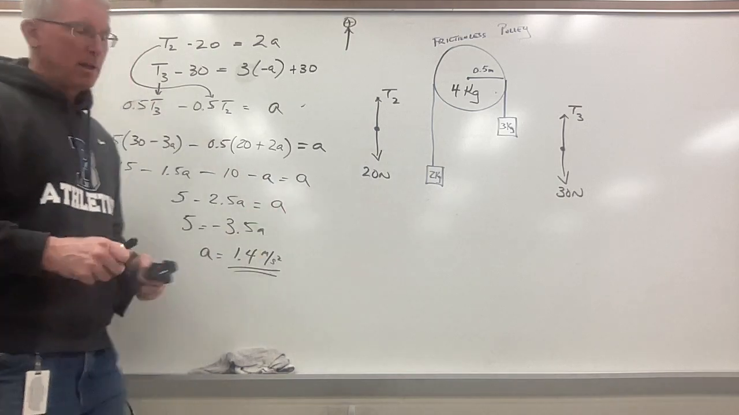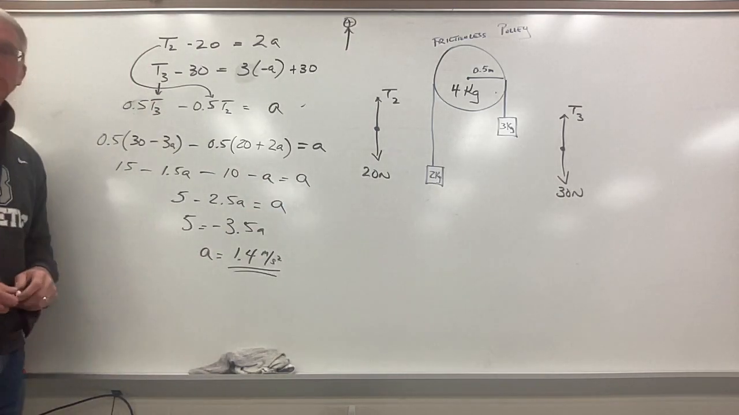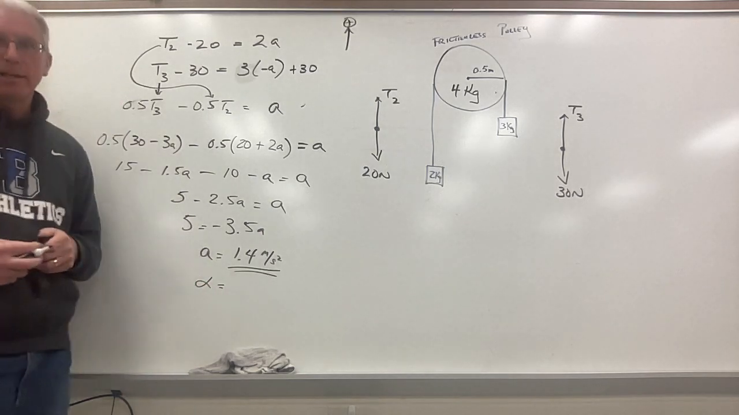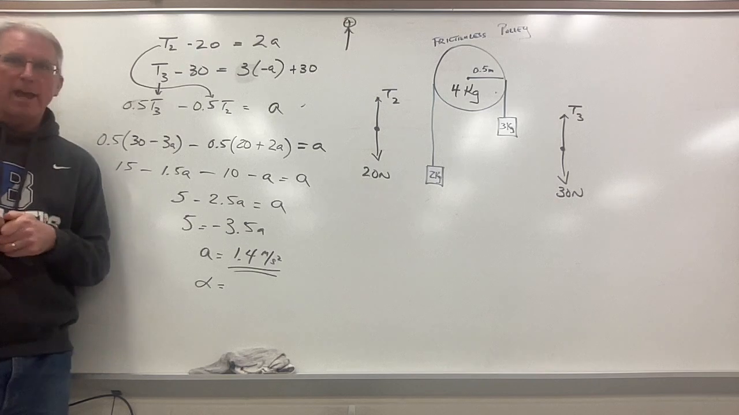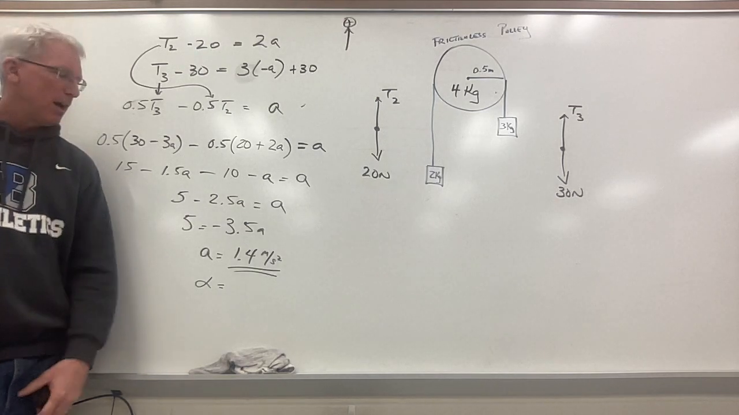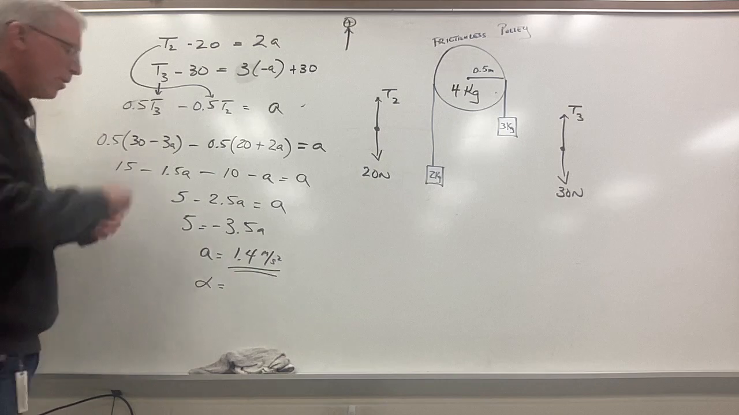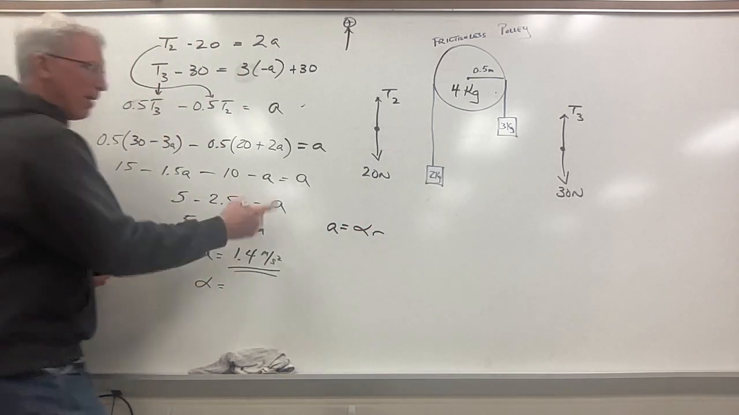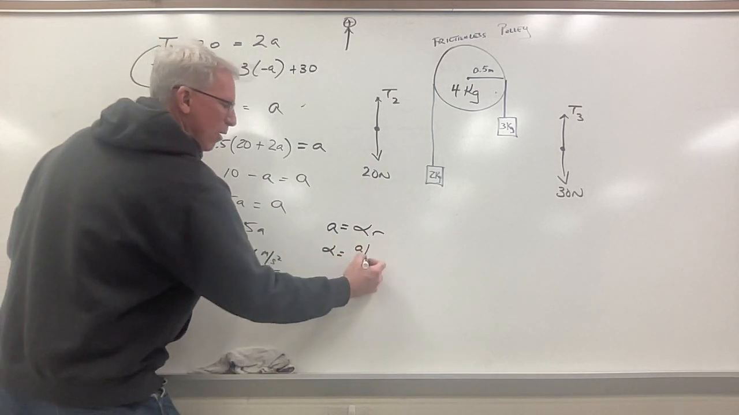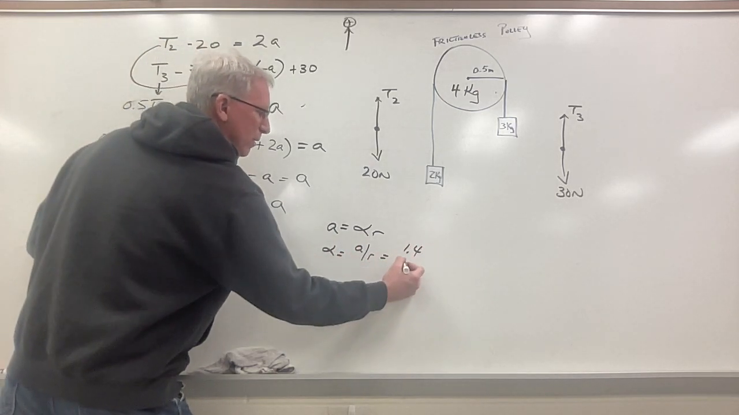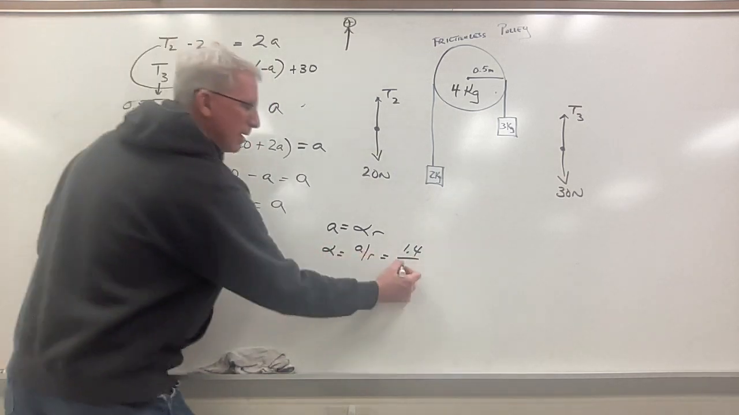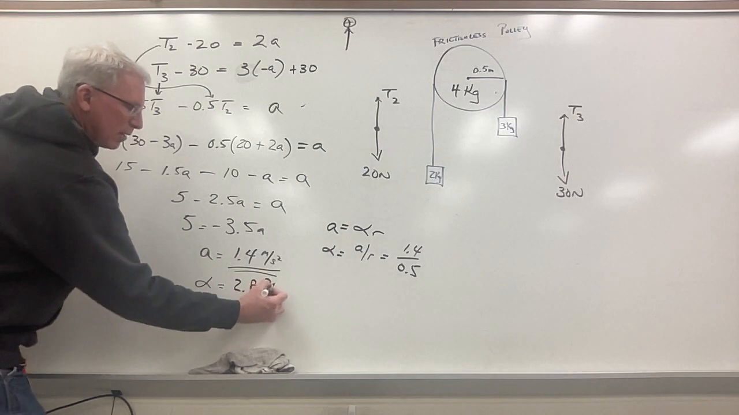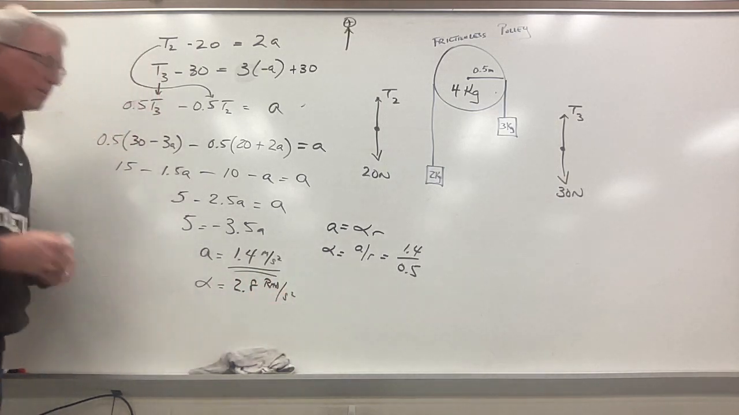One last thing. Instead of solving for A, you could be asked to solve for alpha. What is the alpha for this thing? So I always solve for A every single time, and then I convert. So I know that A is equal to alpha R. So alpha is equal to A over R. I know my A is 1.4, and I know that my radius is 0.5. So this is going to be 2.8 radians per second squared.